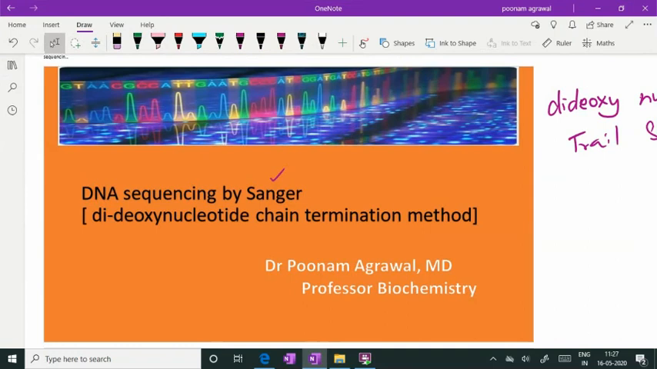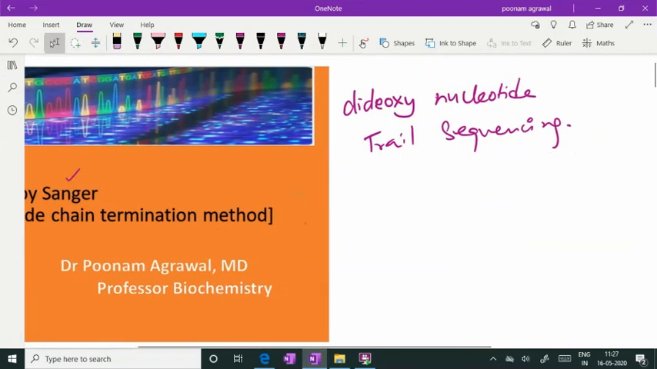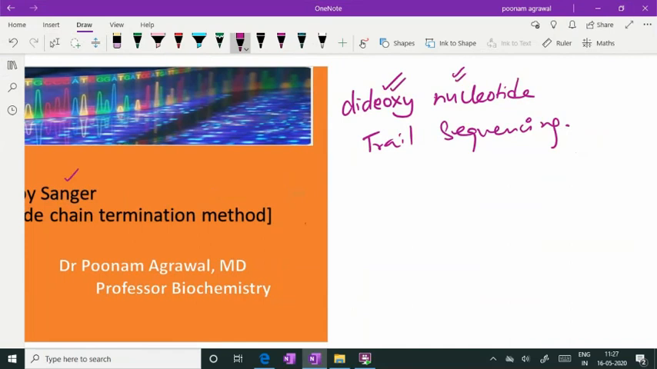So this is Sanger's technology, which I am going to explain, where he used a specific material called dideoxynucleotide. You should know that for making DNA, for elongation of the DNA chain, we need to have deoxynucleotide. Only then will that deoxynucleotide be added to the next nucleotide and chain elongation of DNA take place.